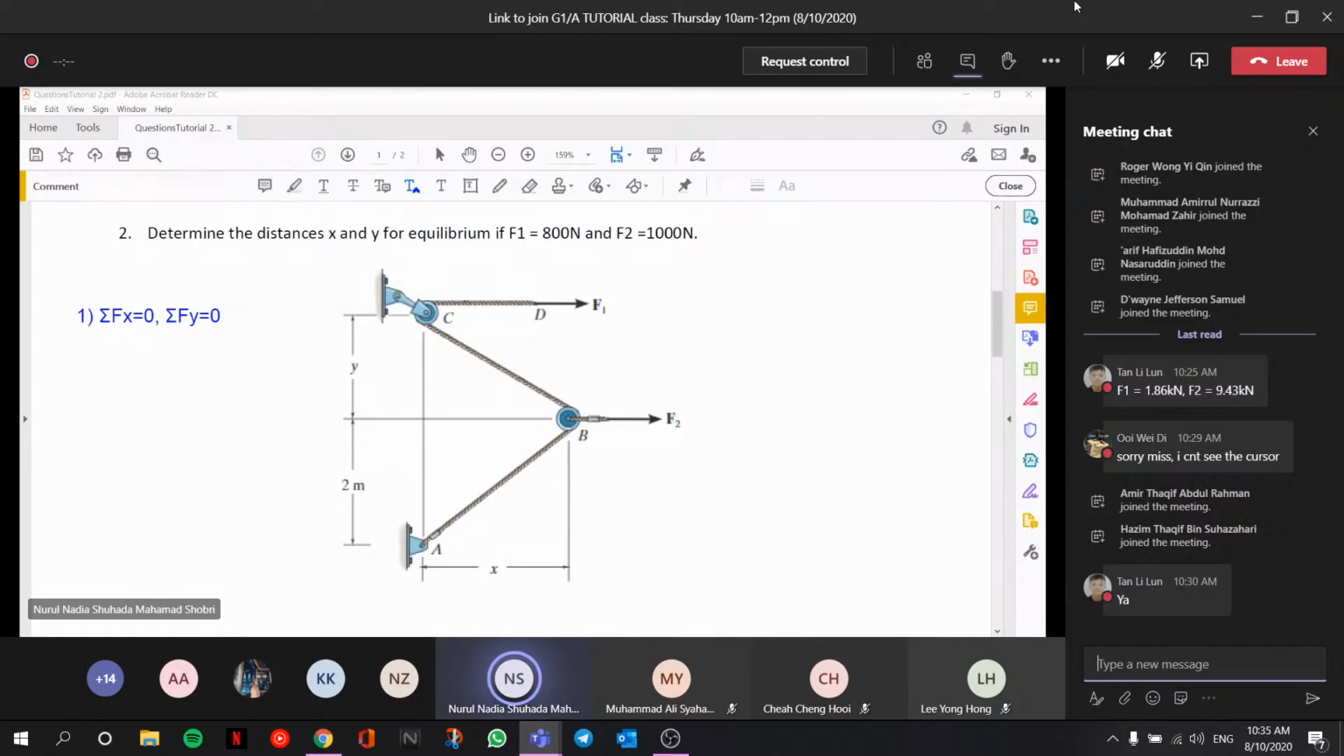Okay, so for question number 2, just the same as number 1, you first draw the free body diagram, and second, you break the force components into forces in the x direction and y direction. That's all. And then from there, you can get the distance between x and y. Just now for substitution, I only did that, so there is no substitution in the second equation.